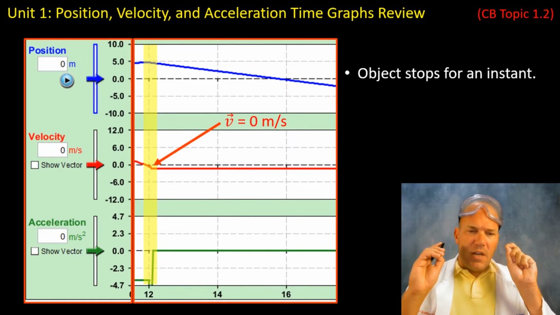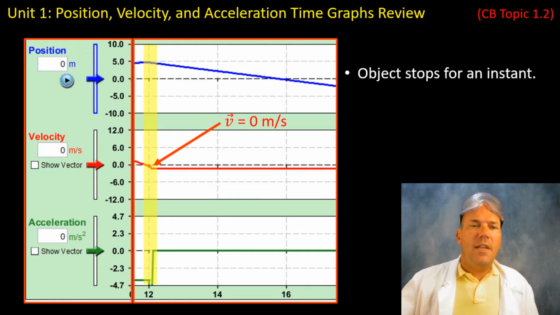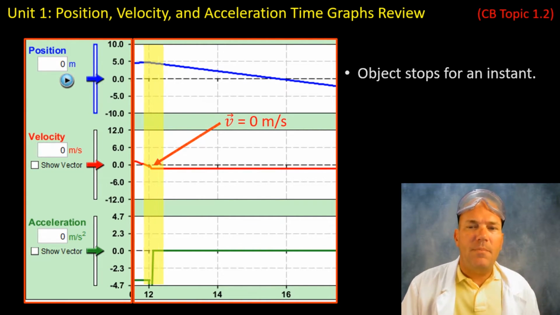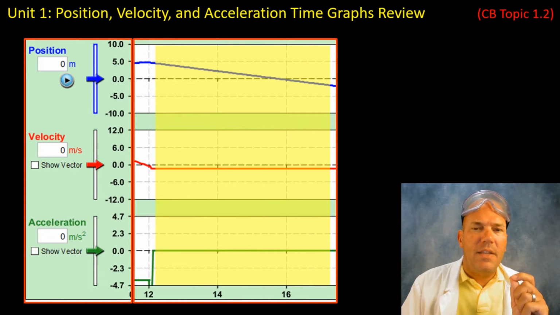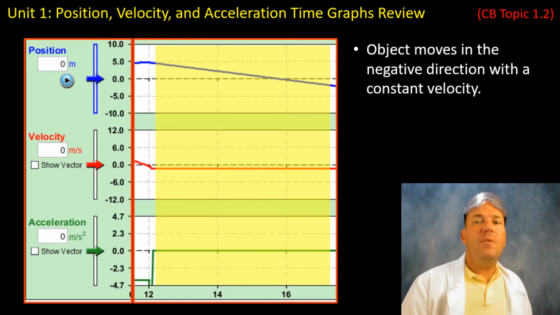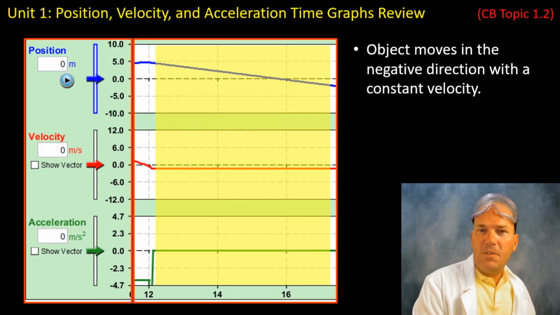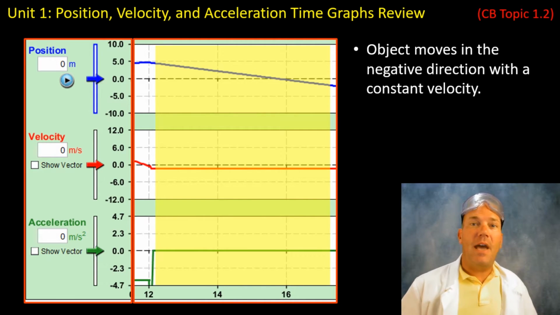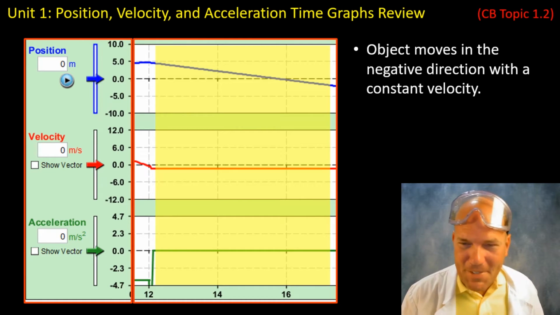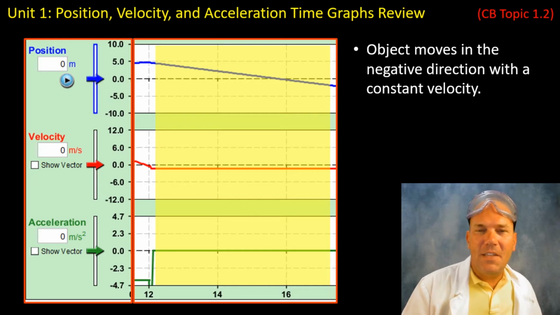We have this abrupt change in the acceleration, and now we're going to see a change in motion as the object stops. And in this portion of the graph, the object is now moving in the negative direction. Okay, so it was moving to the right, it stopped, and now it's moving to the left, which is our negative direction. And it has a constant velocity.